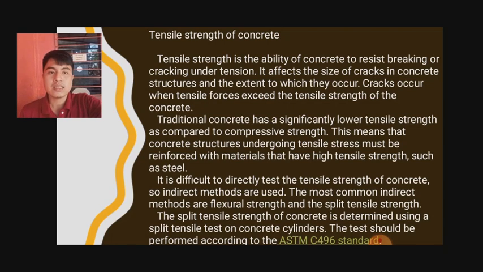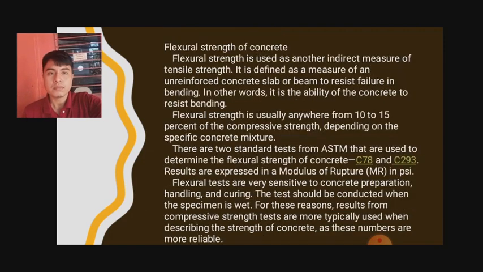The split tensile strength of concrete is determined using a split tensile test on concrete cylinders. The test should be performed according to the ASTM C496 standard. So the flexural strength of concrete is used as another indirect measure of tensile strength. It is defined as a measure of an unreinforced concrete slab or beam to resist failure in bending. In other words, it is the ability of the concrete to resist bending.